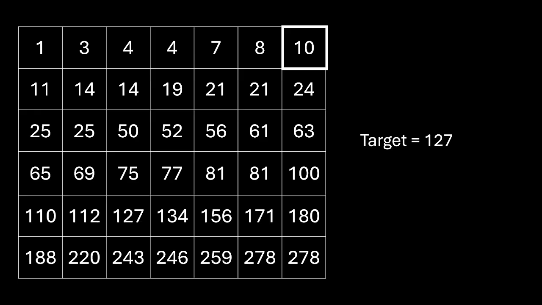So 10 is lesser than 127. So we go to the greater part of the array, right? So we'll go to 24. 24 again is lesser. So we'll go to the bottom where our greater part of the array resides, right? So 63, again lesser, again we'll go to the bottom, 100, again lesser, we'll go to the higher element, 180. Now 180 is greater than 127. So now we finally have reached a place where we can find the lesser part of the array, right? So here we have to move left side. So we'll go to 171.